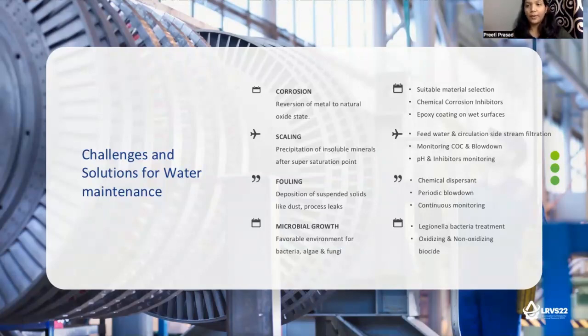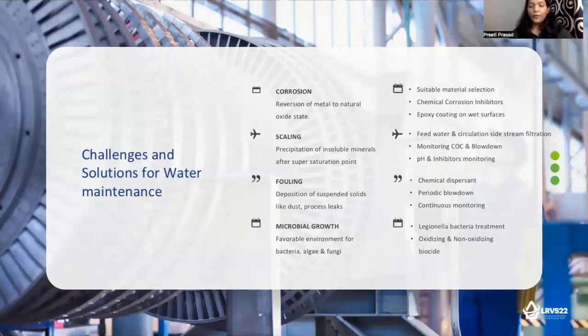We use chemical corrosion inhibitors and epoxy coating on wet surfaces. Scaling can be avoided if we monitor the COC and blow down on a regular basis, and filtration and pH inhibition monitoring can be done. This can be very helpful with the help of the IoT-designed water skid systems.